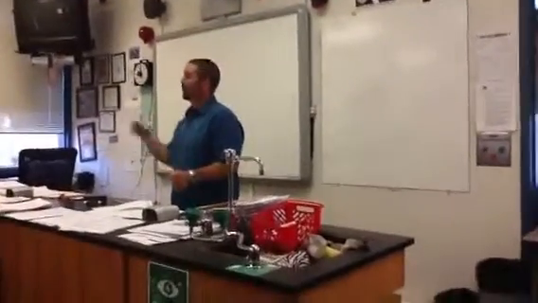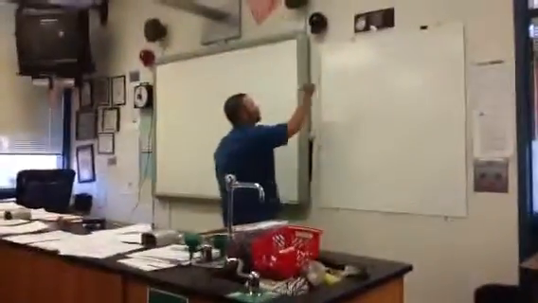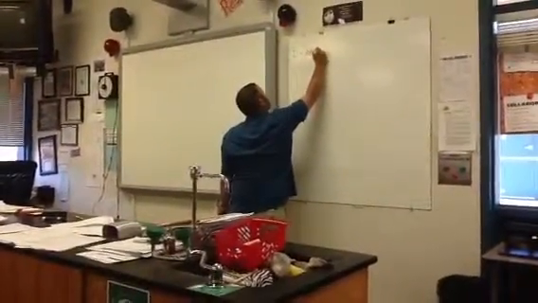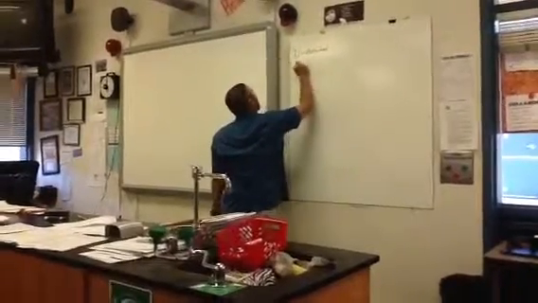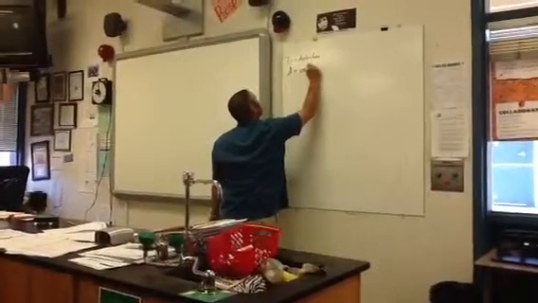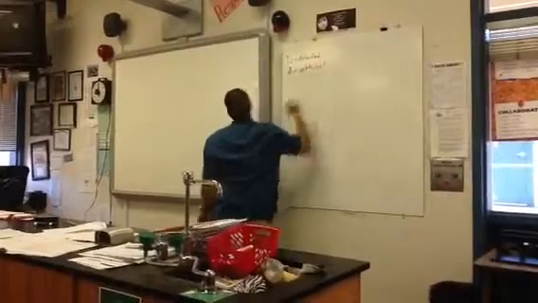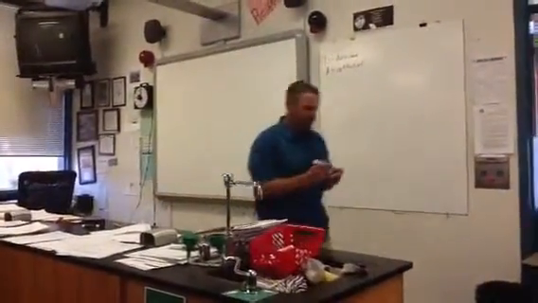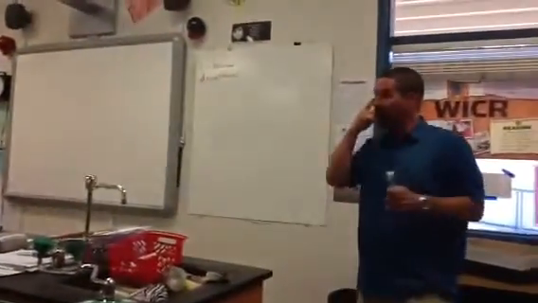Detached is dominant, and I'll show you why here in a minute. So the first thing you want to do is set up letters. D is detached, and little d is attached. This will help us later. It's always the big letter that represents the dominant trait, and the small letter that represents the recessive trait. Does everybody understand that so far?